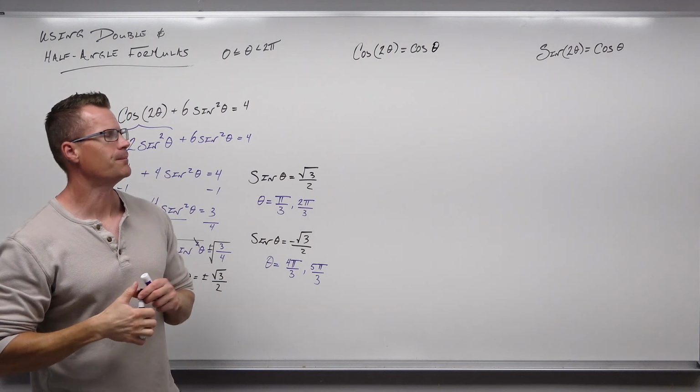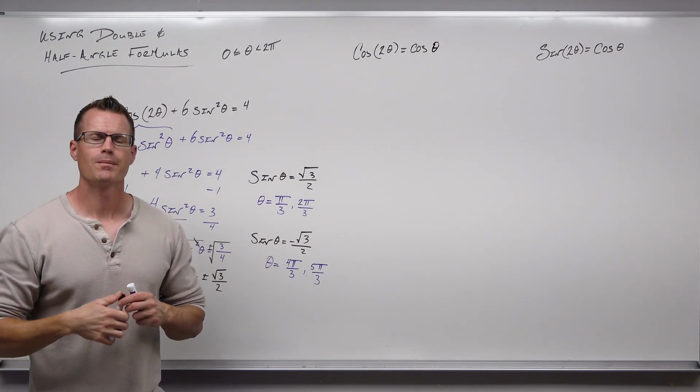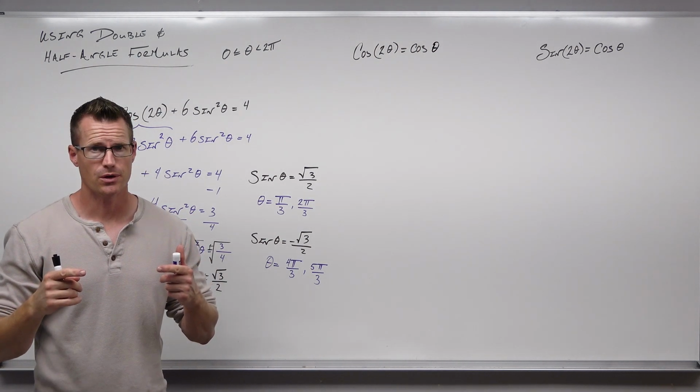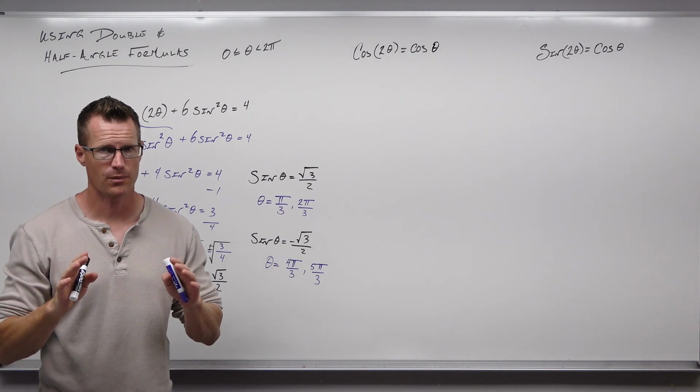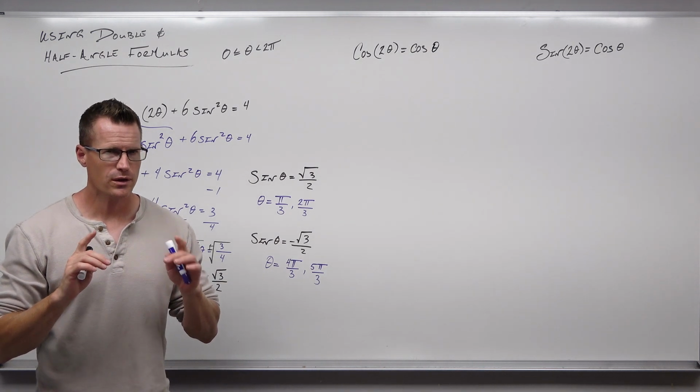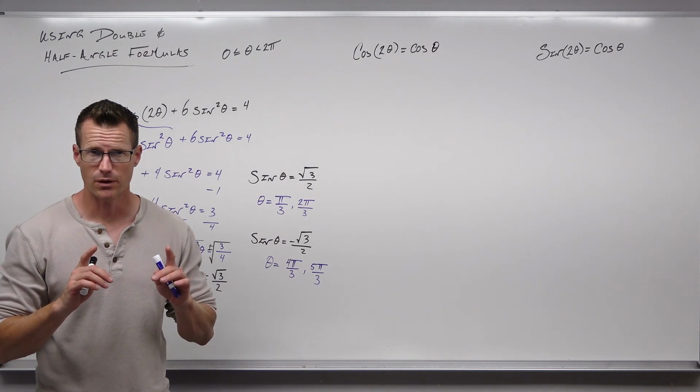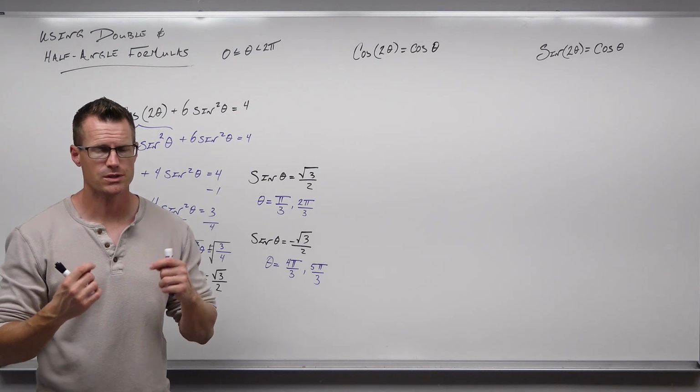equals cosine of theta. Now, what do you do here? I really want you to think through this on your own. Don't pause the video, but think about what I'm asking you to do. Look at the piece that is difficult to deal with. Hopefully in your head it's the cosine 2 theta.